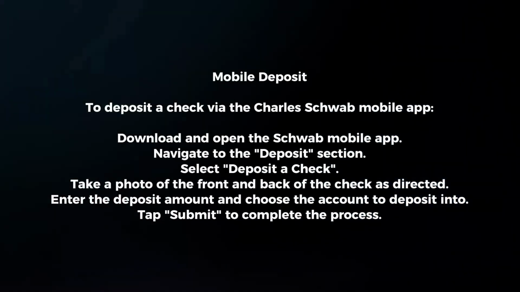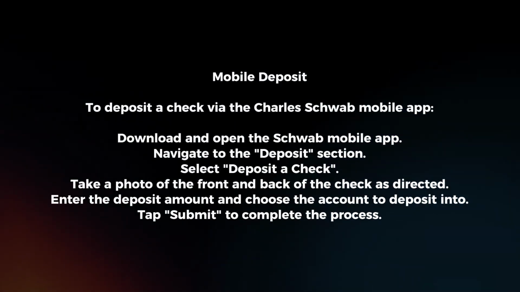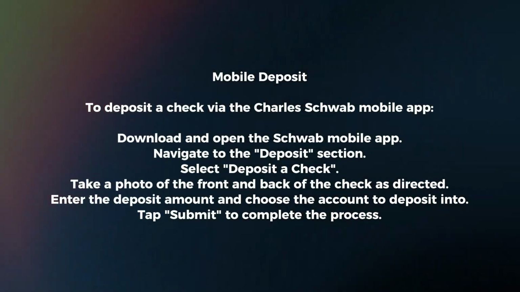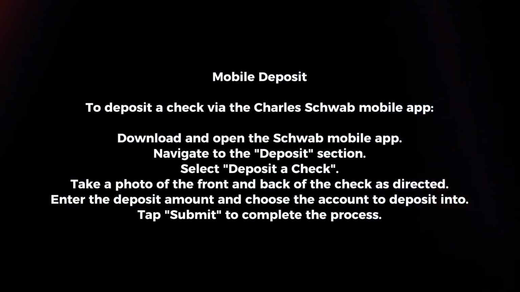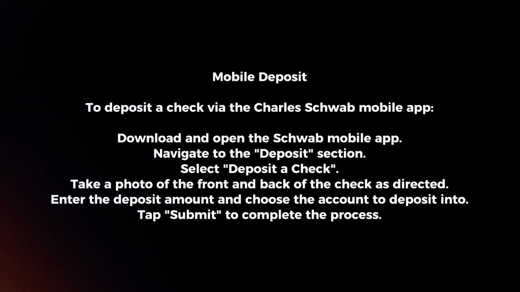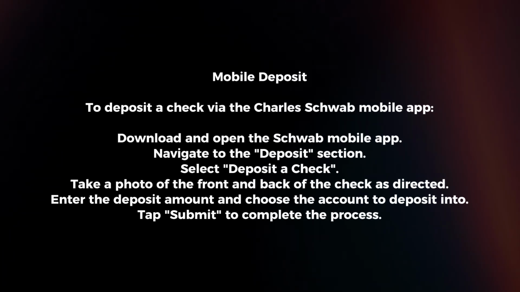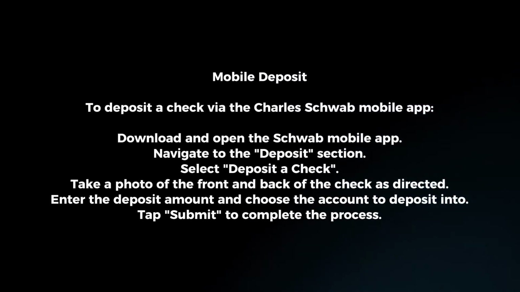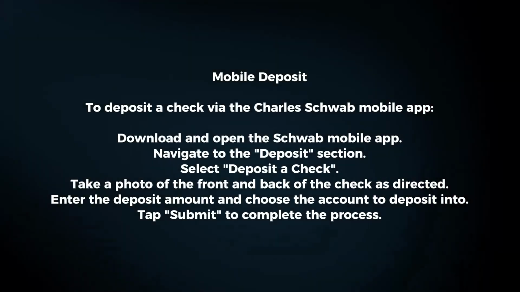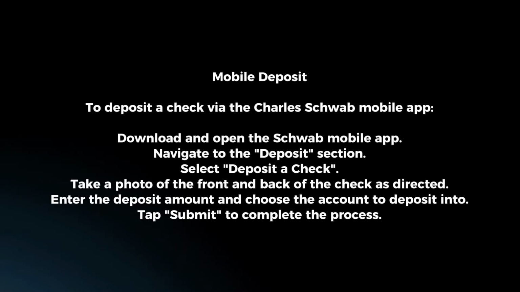Mobile deposit. To deposit a check via the Schwab mobile app, download and open the Schwab mobile app. Navigate to the deposit section. Select deposit a check. Take a photo of the front and back of the check as directed. Enter the deposit amount and choose the account to deposit into. Tap submit to complete the process.